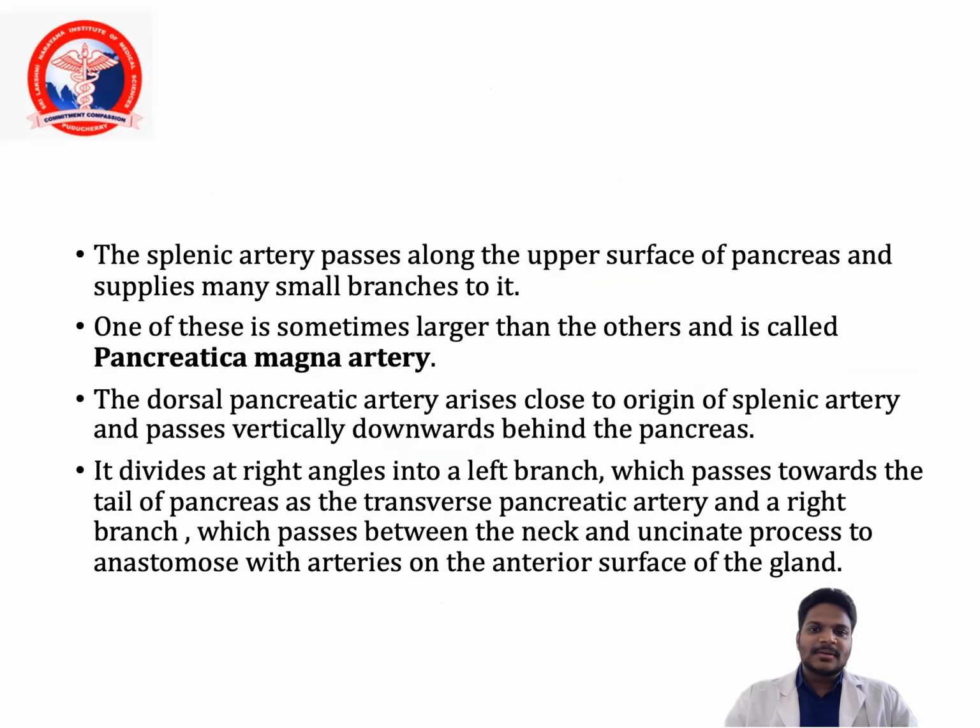The splenic artery passes along the upper surface of the pancreas and supplies mainly small branches to it. One of these is sometimes larger than the others, and it's called the pancreatic magna artery. The dorsal pancreatic artery arises close to the origin of the splenic artery and passes vertically downwards behind the pancreas. It divides at right angles into a left branch, which passes towards the tail of the pancreas as the transverse pancreatic artery, and a right branch which passes to the neck and uncinate process, which anastomose with the arteries on the anterior surface of the gland.